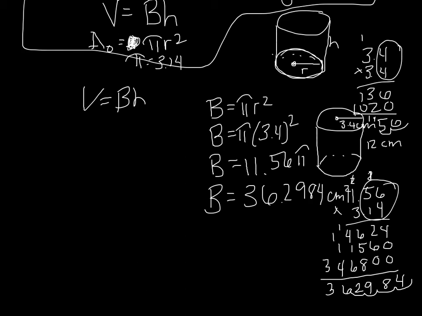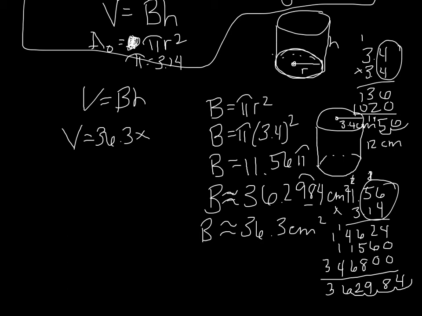Okay, and we can make this look a lot better. Let's round it out. I'm going to round it to about 36.3, because if I look at my 8 here, it would round the 9 up, so we will do 36 and 3/10. Remember, we need wavy lines because this is not exact. Centimeters squared. Okay, so now we have volume equals 36 and 3/10 times our height. Our height in this one is 12 centimeters. Okay, so now let's do 36 and 3/10 times 12.